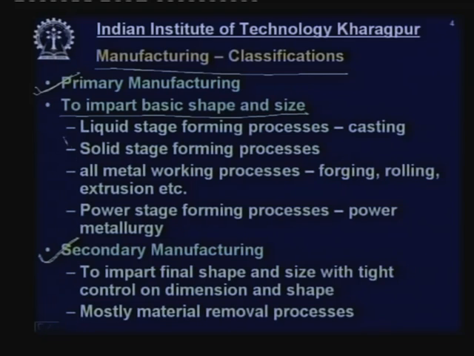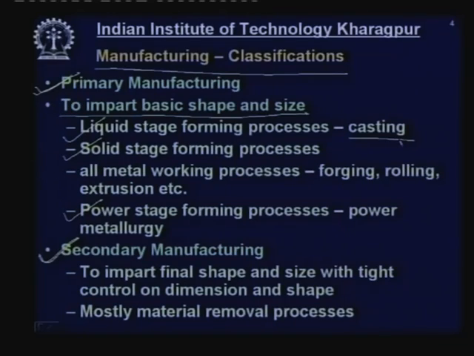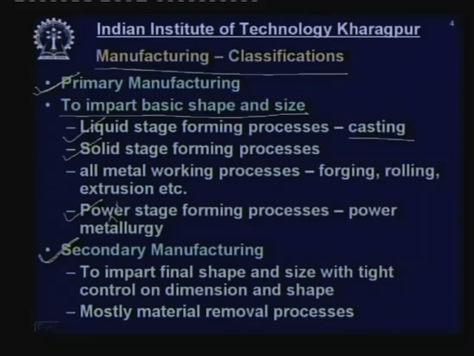It can be done in the liquid state, in the solid state, as well as in the powder state. In the liquid state, we all know the forming process. Any casting process, be it die casting or green mold casting, is a liquid state forming process. What are the solid state forming processes? Conventionally, what we know as hot working or cold working processes, or all metalworking processes like forging, rolling and extrusion, are solid state forming processes. Powder state forming processes are powder metallurgy, the way cutting tool inserts are produced.